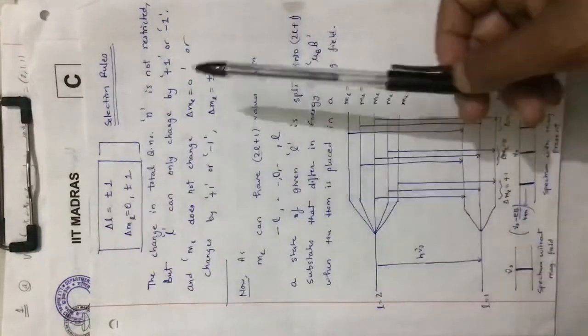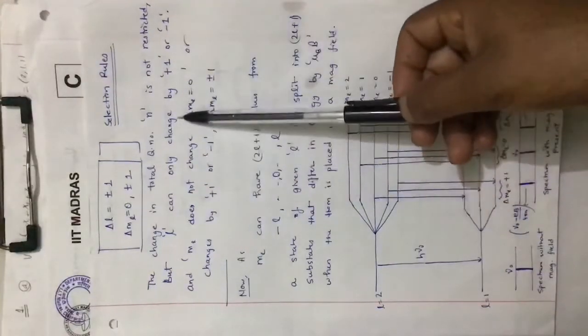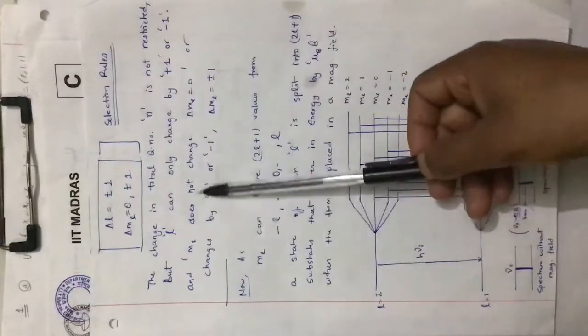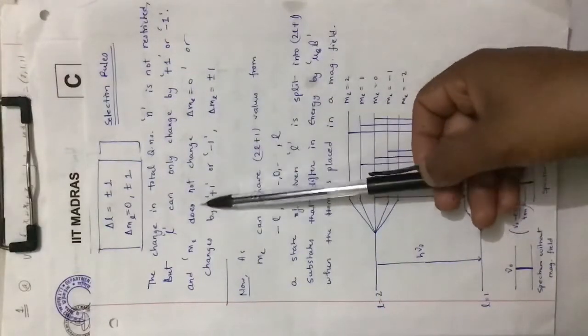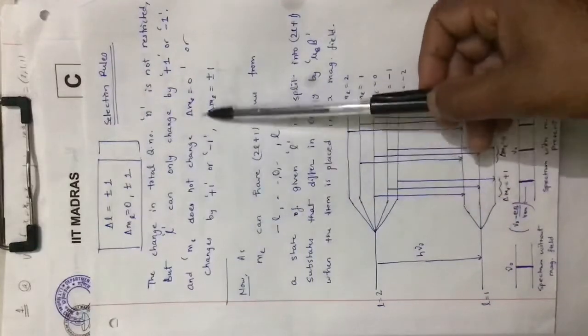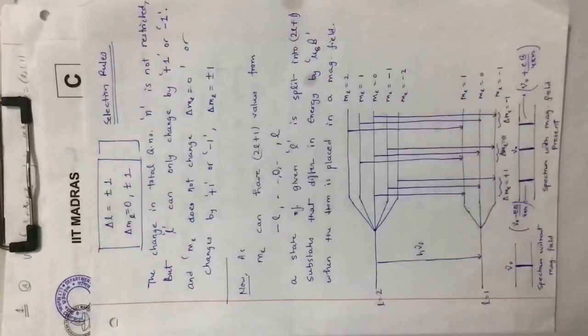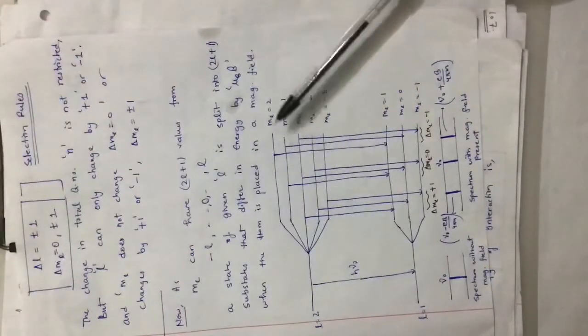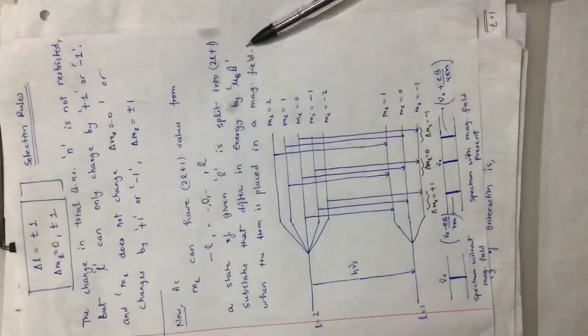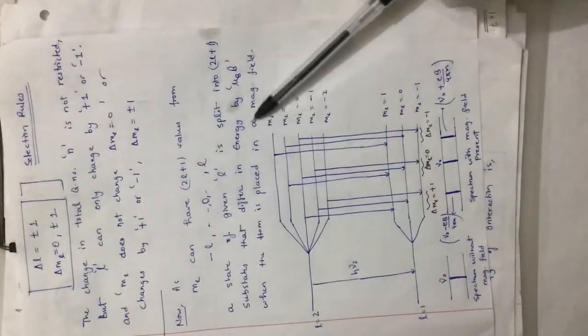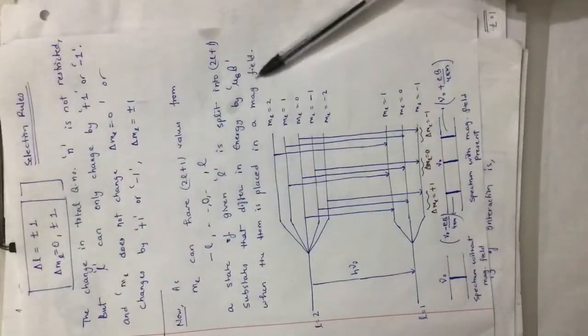So N is not restricted, but L can only change by plus 1 or minus 1, and ML does not need to change. Maybe ML does not change, then del ML is equal to 0, or if it changes, then this is plus 1 or minus 1, then del ML is equal to plus minus 1. So now we already know that ML can have 2L plus 1 values from minus L to L, or a state of a given L is split into 2L plus 1 value substates, then differ in energy by mu B. We already discussed it. This is equal to mu B.